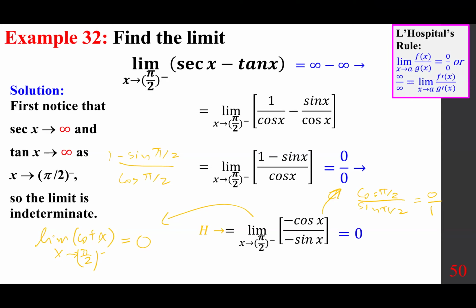Either way you look at it. Change it to cotangent x, cotangent of pi over 2 is 0. Or just plug in the way it is, you get minus cosine of pi over 2, which is 0, over sine of pi over 2. Okay, the negative signs cancel each other.